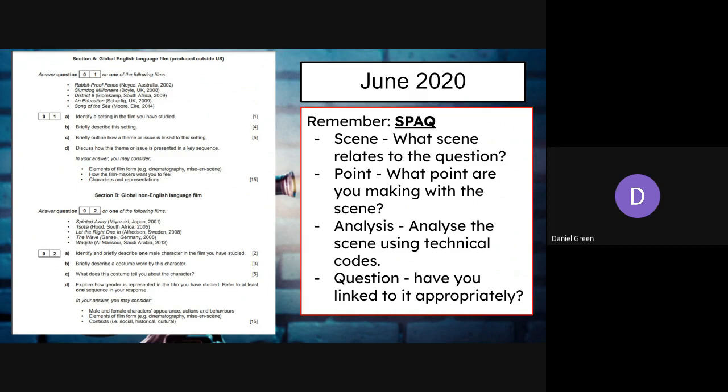explore how gender is represented in the film you've studied, refer to at least one key sequence. So their bullet points are really helpful here. Male and female characters' appearance, actions, behaviors, elements of film form, and contexts. Now, because it's said about context, I would be bringing in Japanese culture and the expectations of men and women in Japanese society. I would then try and link some cinematographical techniques to that.